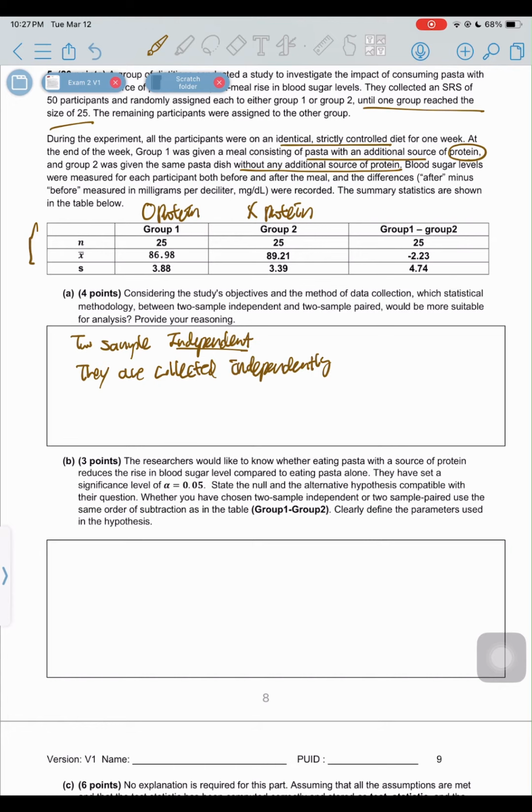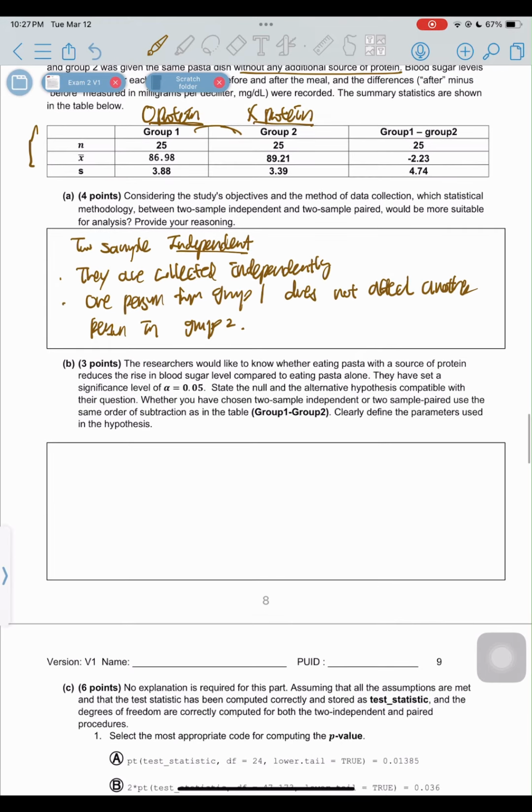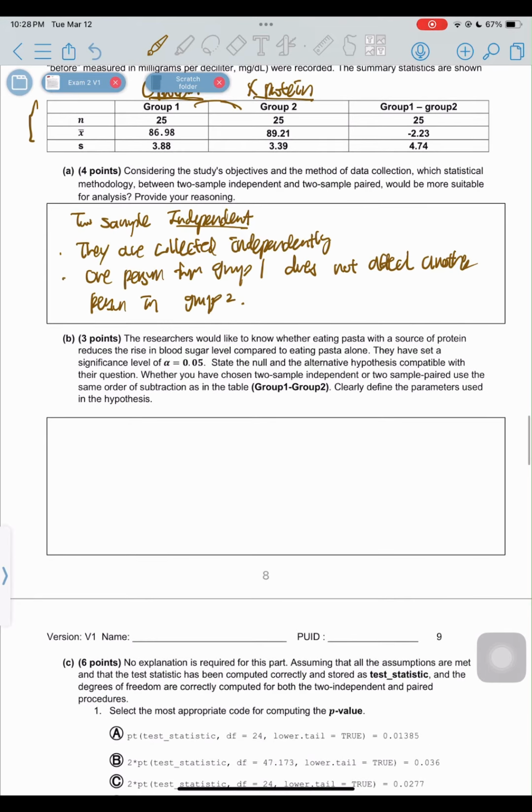So it doesn't affect group 2. If one person from group 1 does not affect another person in group 2, because they have nothing to correlate, whether having a protein or not having a protein, that's why I'll go with two sample independent for this question.